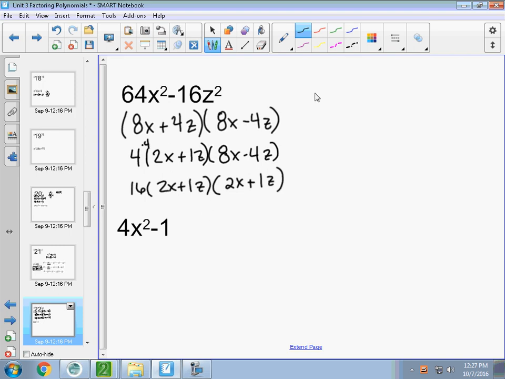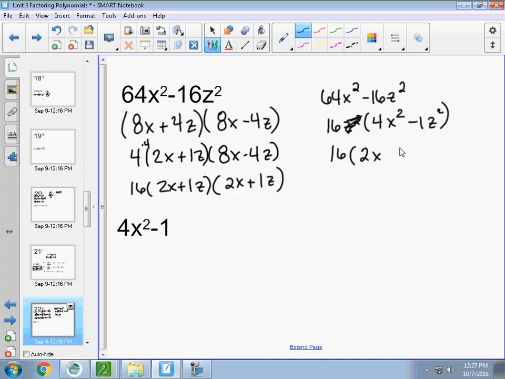The other option for this would have been to recognize that I could have taken out a 16 from both of these first, and that, not z squared, just 16, and that would have left me with 4x squared minus 1z squared, and then this would have been a difference of perfect squares. 4 comes from the root 2, 1 comes from the root 1, so I get the same answer.